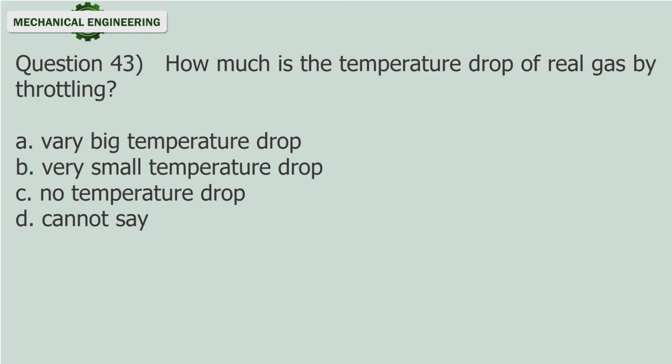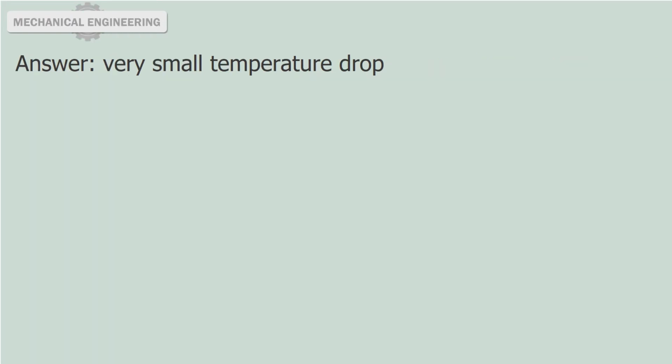Question 43. How much is the temperature drop of real gas by throttling? A. Very big temperature drop. B. Very small temperature drop. C. No temperature drop. D. Cannot say. Answer: very small temperature drop.